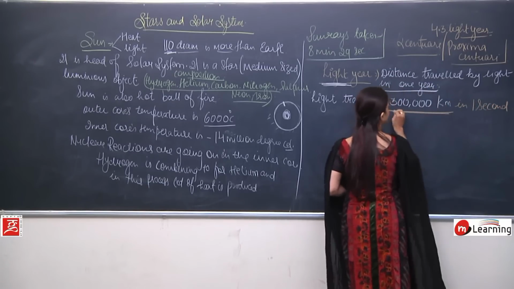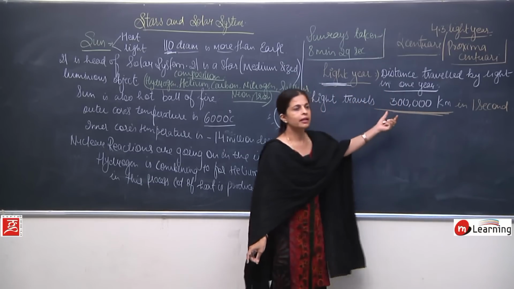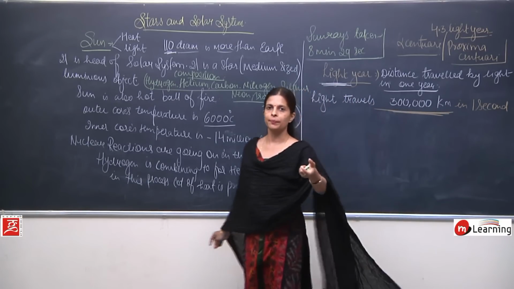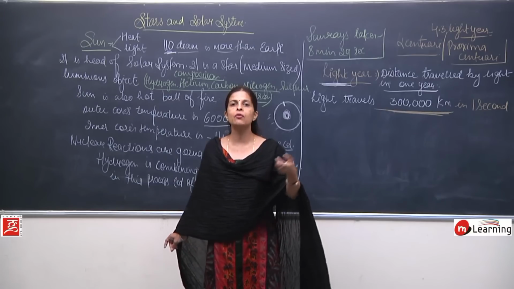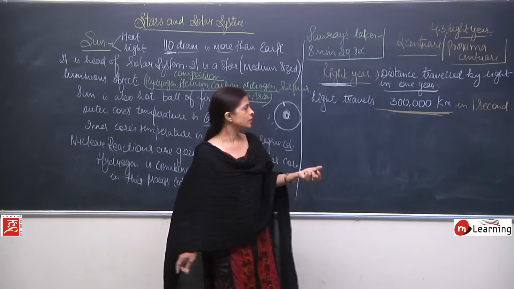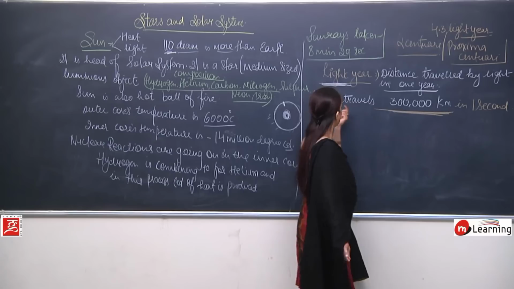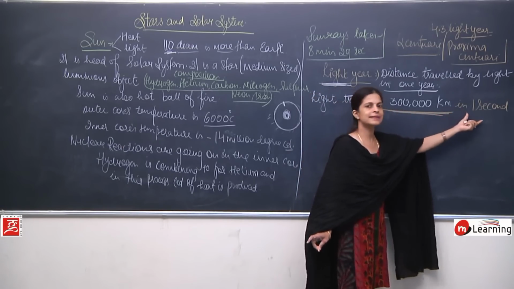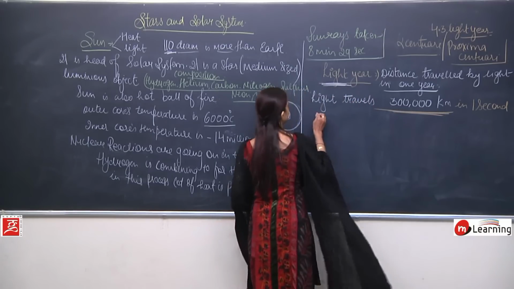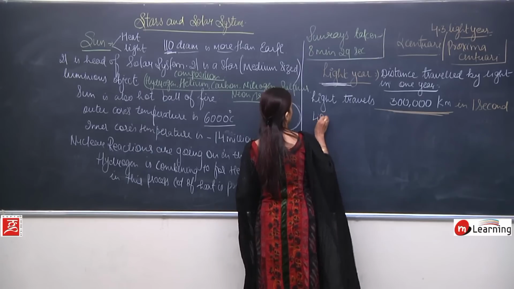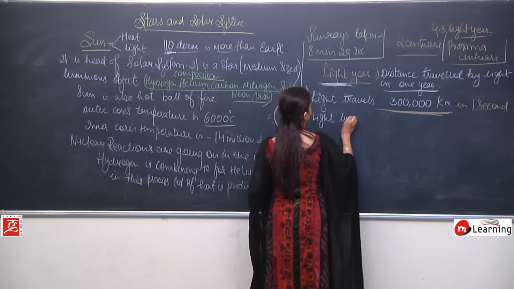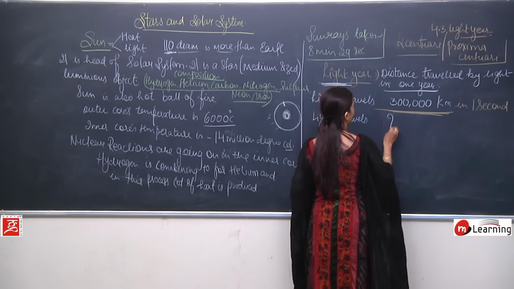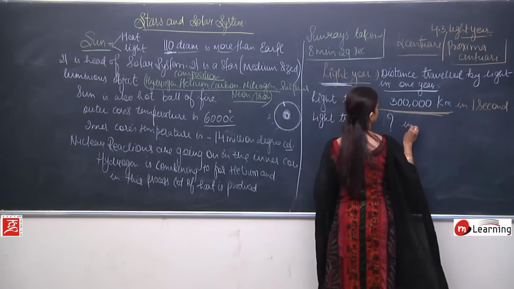When light takes, like in 1 second, if I move 1 kilometer, it's like this, in 1 second if I move 1 kilometer. So similarly, if light is traveling this many kilometers in 1 second, how much distance does light travel in 1 year?